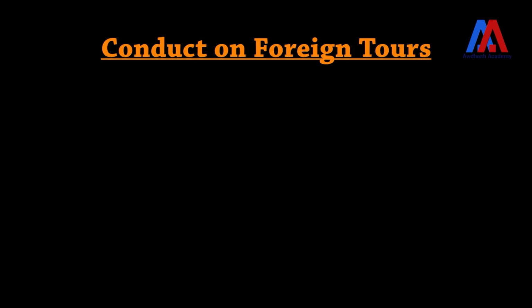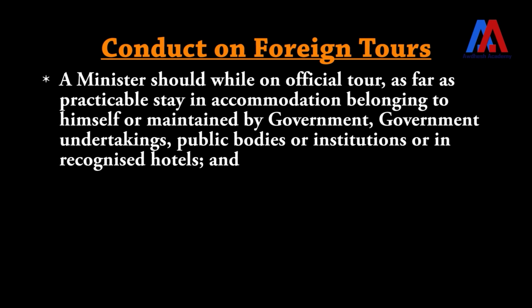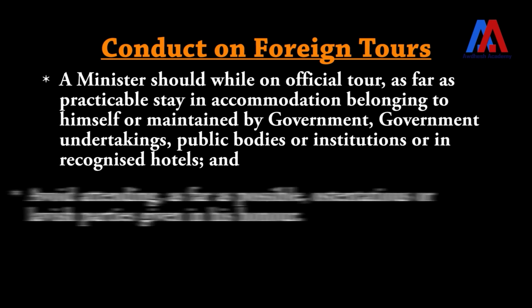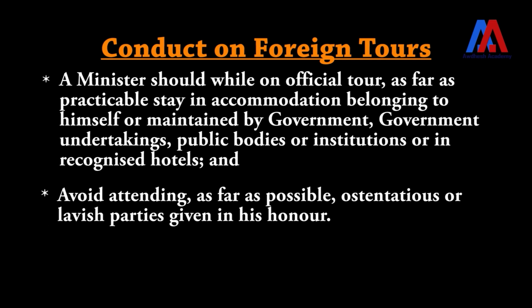The fifth conduct rule deals with conduct on foreign tours. A minister should, while on a foreign tour, as far as practicable, stay in an accommodation belonging to himself or maintained by the government, government undertakings, public bodies or institutions, or in recognized hotels. So they should not stay in private accommodation, and they should not stay in the accommodation of somebody with whom they have an official dealing, because all these things can perhaps affect their business or their performance or integrity. They should avoid attending, as far as possible, ostentatious or lavish parties given in his honor. These are the things which he should avoid.